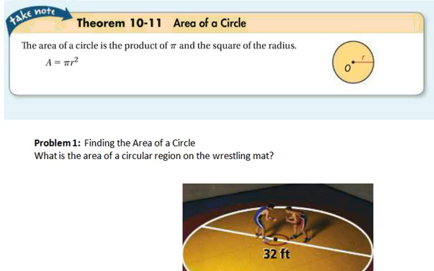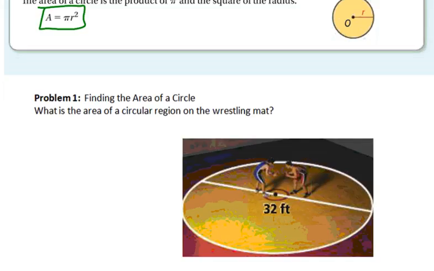So the first thing is the area of a circle. This is something you've learned before, but it's something you may have forgotten. The area of a circle is the product of pi and the square of the radius. So pi r squared. That's what we've learned for area of a circle. So let's show how that works in problem 1. Finding the area of a circle.